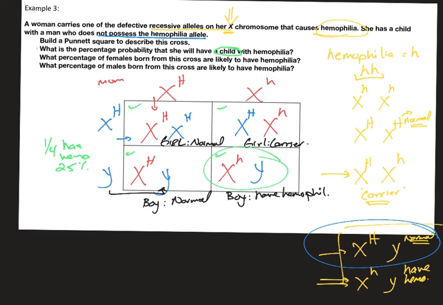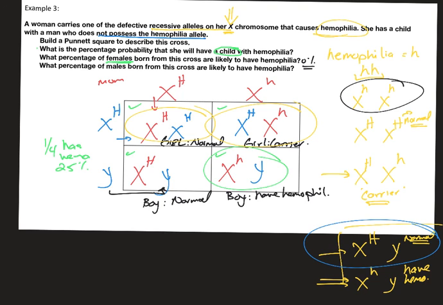What's the percent of females? So super important. This is now only females from this cross that are likely to have hemophilia. So if we look at only the girls, that's the two boxes here. None of these girls are going to have hemophilia. So this is a 0% probability because no girls will actually have it. Because in order to have a girl that has hemophilia, I need two X's and two small h's. That's not going to show up in this cross.